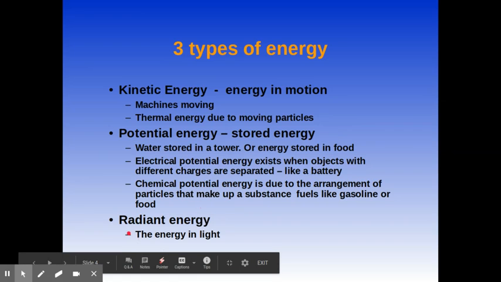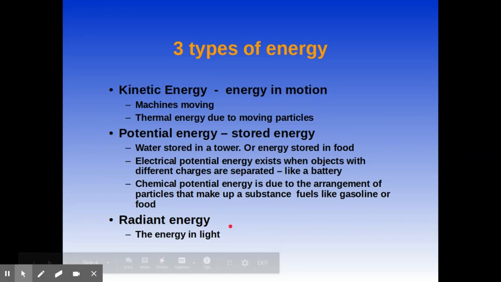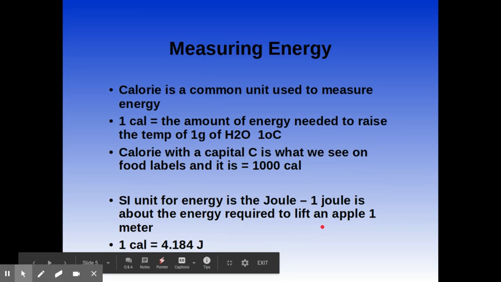Now the last one, maybe you've talked about, maybe you haven't, but radiant energy is the energy in light. So when the sun sends its little light waves down here, it's got a lot of energy in it. That's the energy that runs the earth, right? Our plants live with that energy. Sometimes it's too much energy, if you get skin cancer from some of the light from the sun.